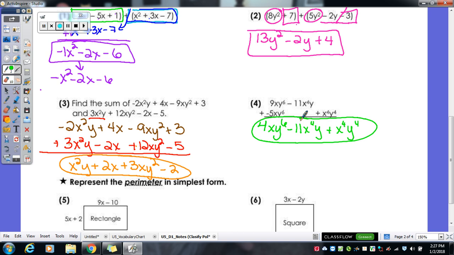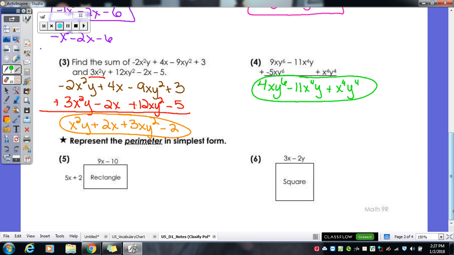So the application of perimeter, that is when we usually use adding our polynomials the most. What does it mean to find the perimeter of a shape? Add up all the sides. So with our rectangle, since this top is 9x minus 10, that means that bottom down there is also 9x minus 10. And since the left side is 5x plus 2, what is the right side? 5x plus 2.